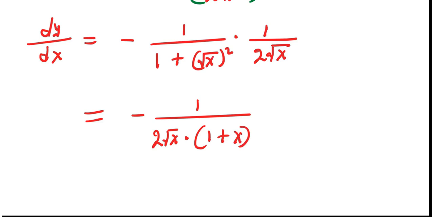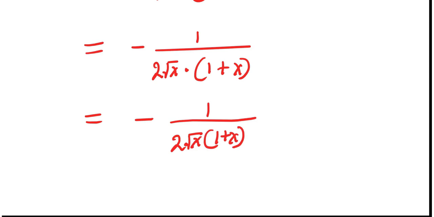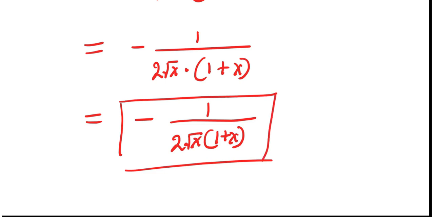Okay, so this is the answer to the question, and we can also just write it as negative 1 over 2 root x times (1 plus x). Okay, so that is the answer to this question, and I hope it makes some sense. Alright, let's move on to the next question.